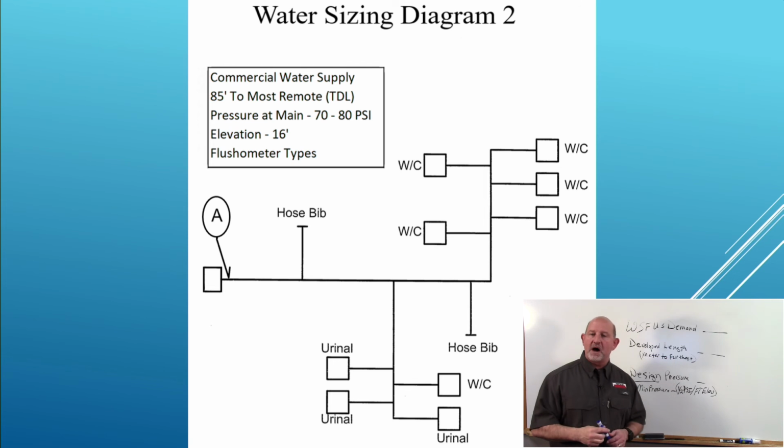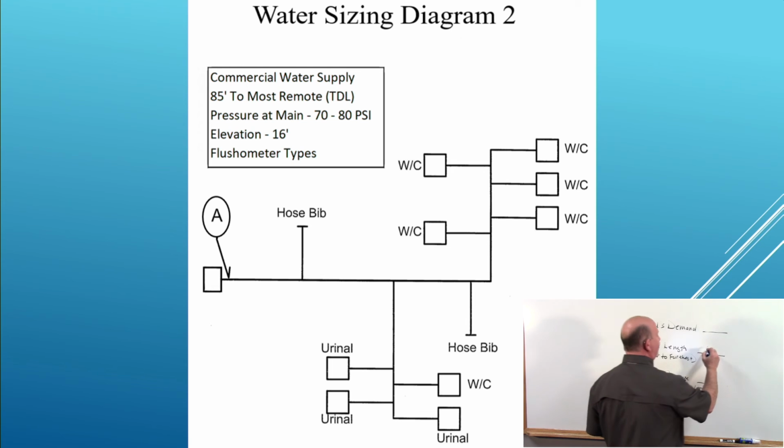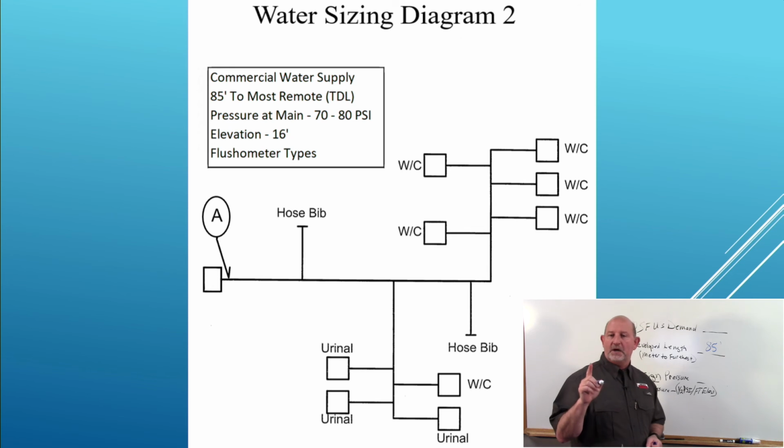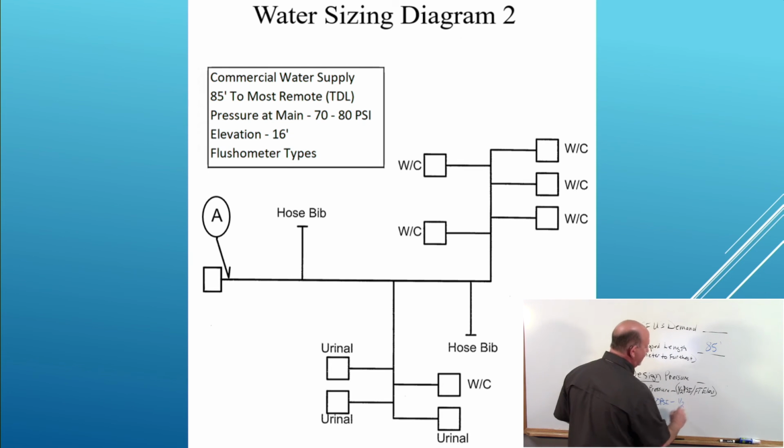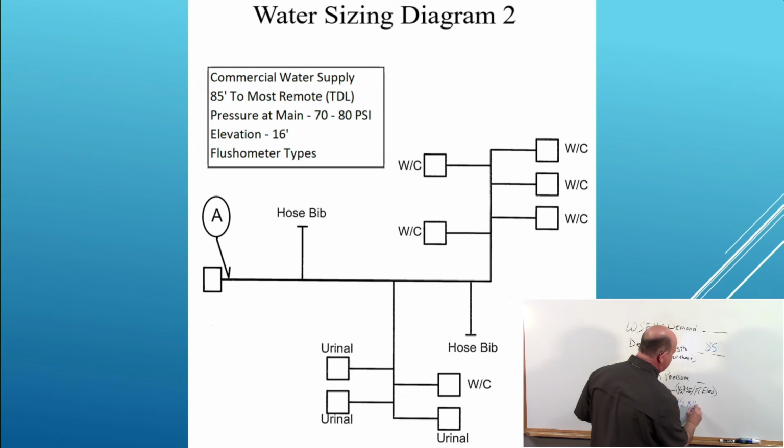So look at that box here on the design number 2, commercial water supply, 85 feet to the most remote. So do you agree we're 85 feet? Right? That didn't change. Pressure at the mains, 70 to 80 psi. We only care about the minimum pressure of 70. Then we're going to subtract a half of psi. The box tells us we've got a 16-foot elevation. Again, we're going to assume we're going uphill 16 feet. Half of psi times 16 feet. Right? That's going to be our 8 psi again. So 70 minus 8 is going to be 62.